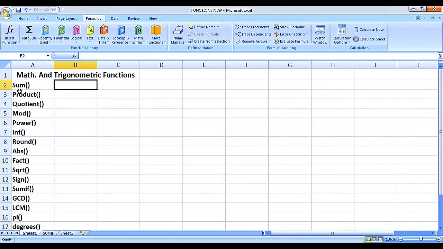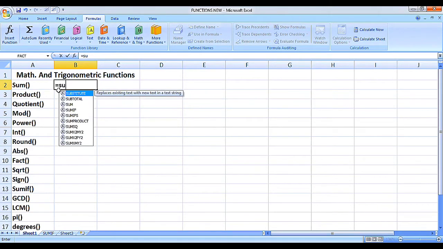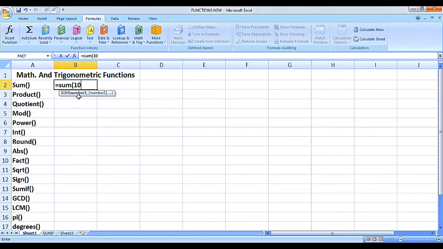First one is the SUM function. This function is used to add all numeric arguments. For that, first type equal to sign, then SUM. Next, number 1, first number 10. All arguments should be separated by comma. Next, number 2, you can see automatically number 2 gets highlighted.